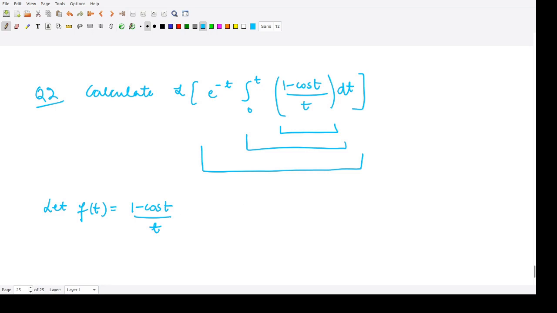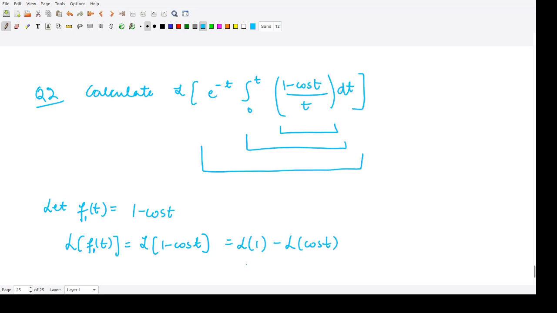The Laplace transform of this term would first be calculated by calculating the Laplace transform of this term. So initially, let me suppose f of t as 1 minus cos t. So the Laplace transform of this f of t, let me call it f1t, would be equal to the Laplace transform of 1 minus cos t. So it would be the Laplace transform of 1 minus the Laplace transform of cos t. What is the Laplace transform of 1? It is 1 by s, and the Laplace transform of cos t is s divided by s square plus 1.